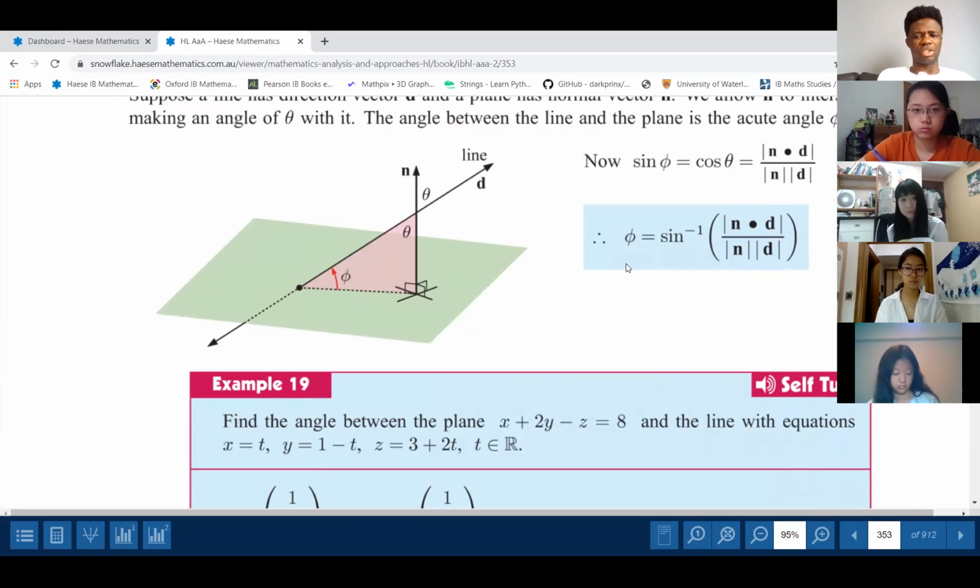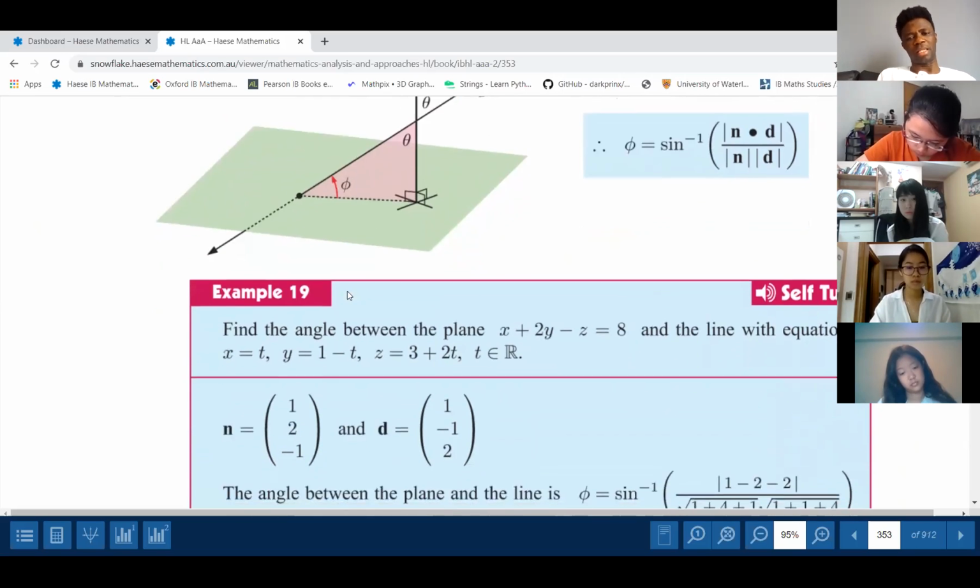So the final relation will be sine theta is equal to this fraction. Then sine phi. Apologies, sine phi. Then phi will be the arc sine of that, and phi will always be an acute angle, as you can see here. And that is how we establish it.